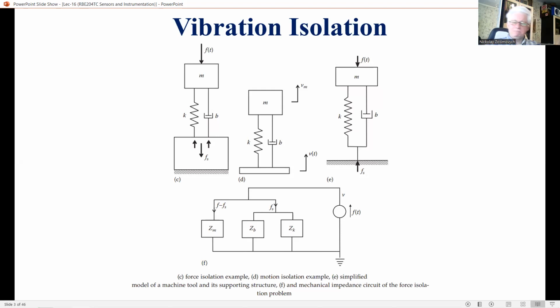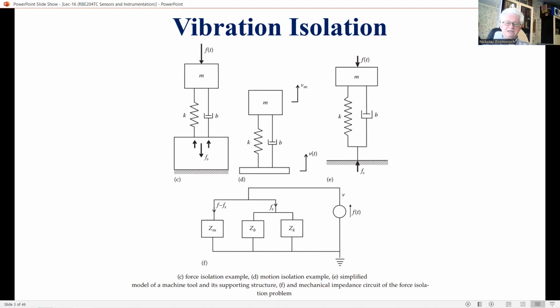Imagine we have a simple example of force isolation and motion isolation, shown in figures C and D, in the center of this slide. And we obtain the transmissibility, or force transmissibility function, for the system in figure C. Then, in view of the equation, the motion transmissibility of the system in figure D is equal to the same expression.